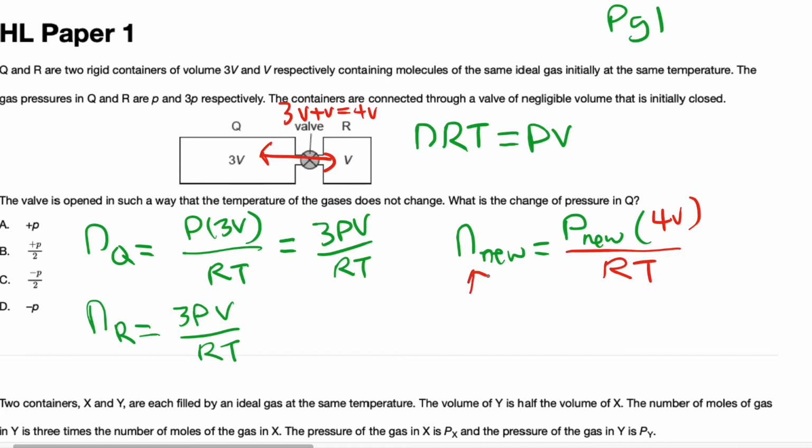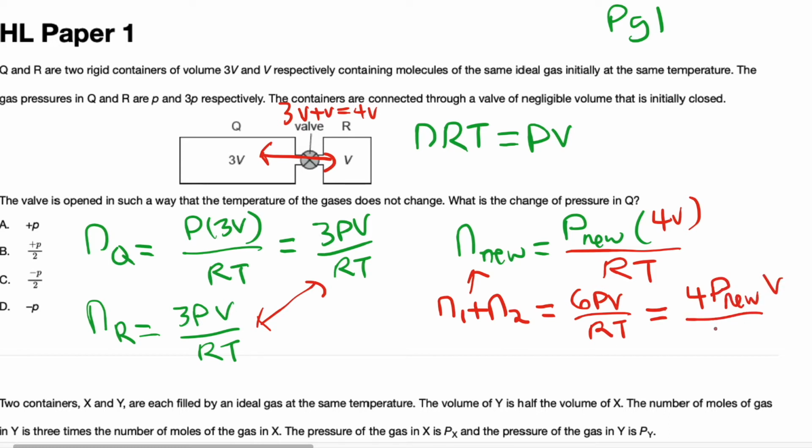And we know that N stands for number of moles, which is going to be equal to N1 plus N2, right? So this is going to be equal to this two parts added to each other. And we know they are identical, so it's going to be equal to 2 multiplied by 3PV over RT, which is equal to 6PV divided by RT. And this is equal to this equation here. So it's equal to 4 P new V divided by RT.